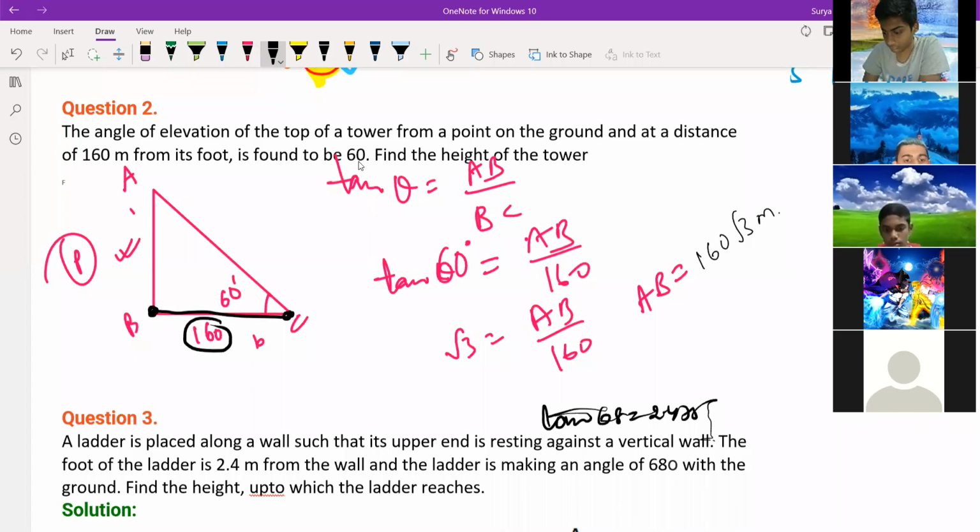Sir, it may be near to 1 meter. Height of the ladder, you are saying? Not the height of the ladder. Find the height up to which the ladder reaches, which means you should write the wall height. Yeah, so that's 1 meter. Okay, fine. Anybody else?